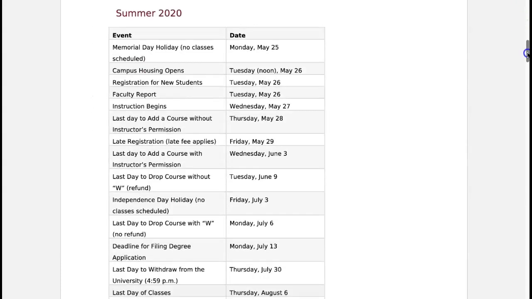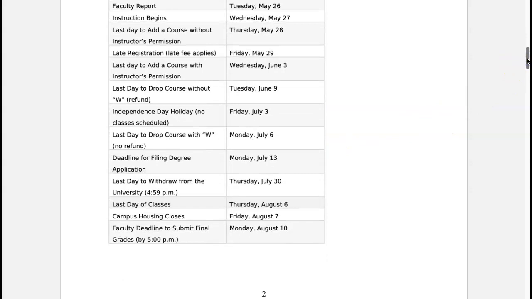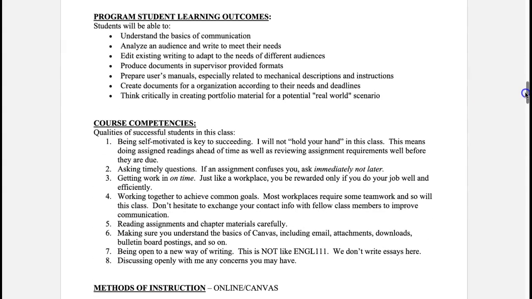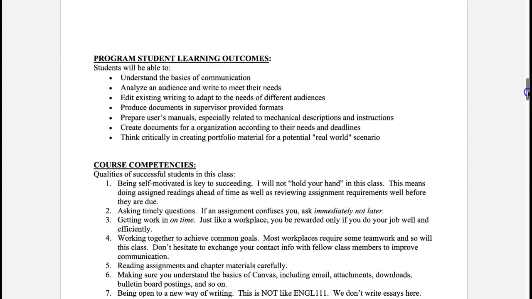So moving on, here we have the important dates to remember, which of course also covers summer 1. So obviously you are seeing information from May. But basically what you need to remember is that our course starts on July 1st. We get the 4th of July off, which means that we're not going to have any assignments due on the 4th of July. And then, well, according to this, July 3rd is also observed. And then, of course, our semester ends on August 6th, which means that I cannot accept any work after August 6th. So you can go ahead and read the course competencies and the program student learning outcomes.